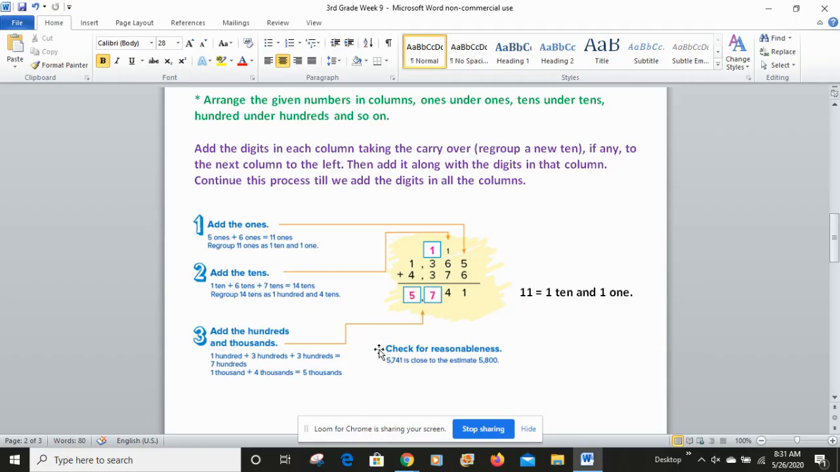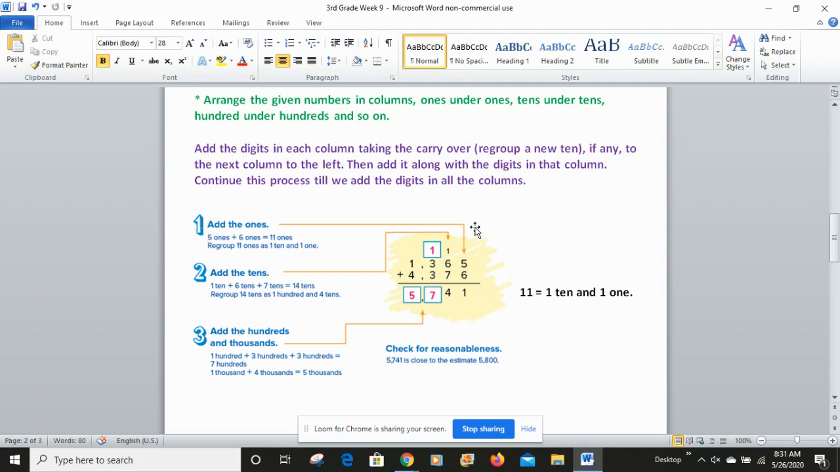So when you're done, always check for reasonableness. So when you look at some of these numbers, if you were to estimate, depending on how you wanted to round these numbers, they say our actual answer, 5,741, is close to the estimate of 5,800. So if you came up with 39,322, that wouldn't be reasonable. So do some estimating, do some rounding to check your answer against to see if it does make sense.